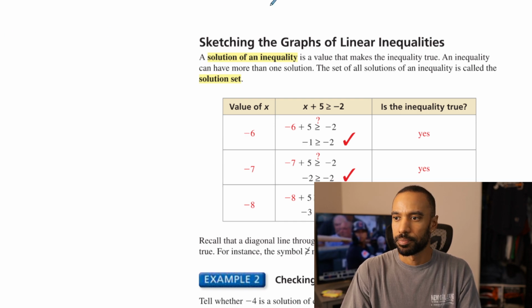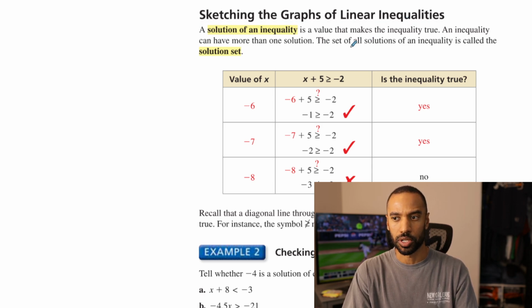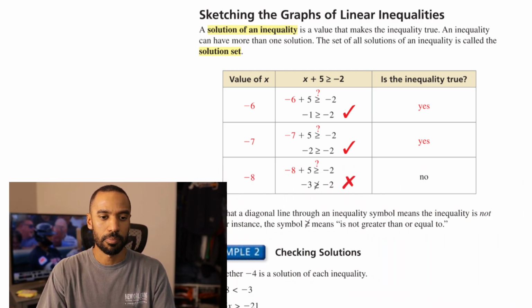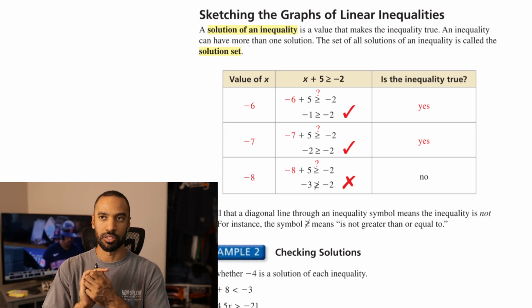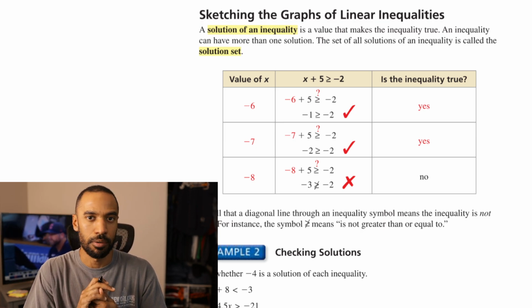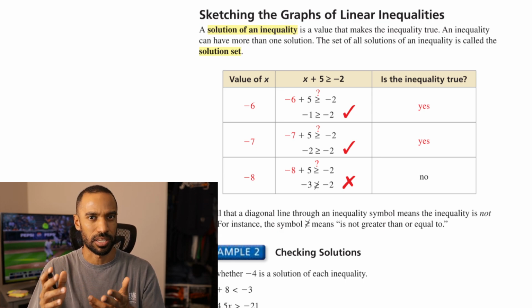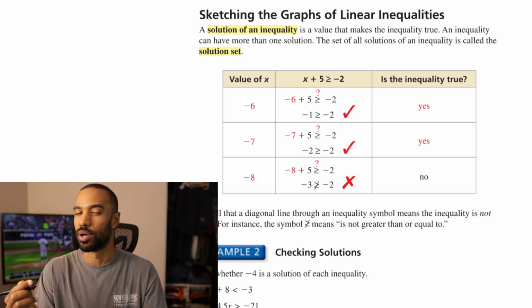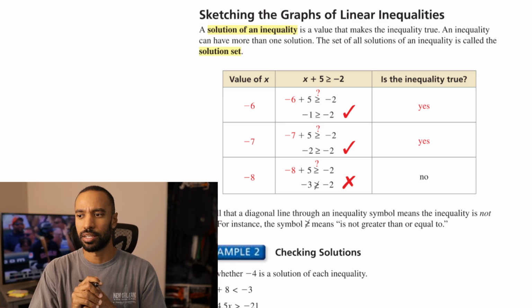Okay, let's move forward. A solution of an inequality is a value that makes the inequality true. An inequality can have more than one solution. An inequality will probably have an infinite number of solutions. When I say something like x is greater than 7, I'm thinking of every number in the world that's greater than 7. Not just 8, 9, and 10, but also 100 and 1,000 and a billion, and also even 7.1 is greater than 7. 7.01 is greater than 7. You have an infinite number of values that are greater than it. So keep in mind, that's going to be true.